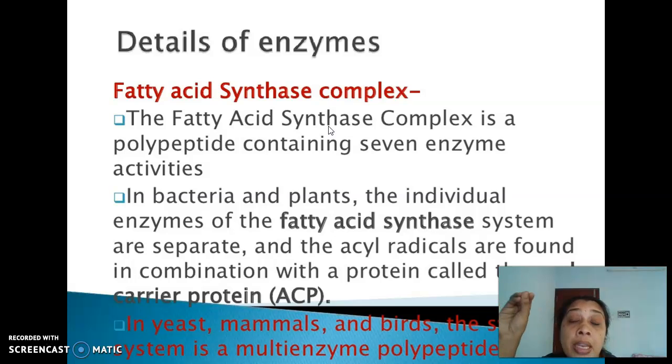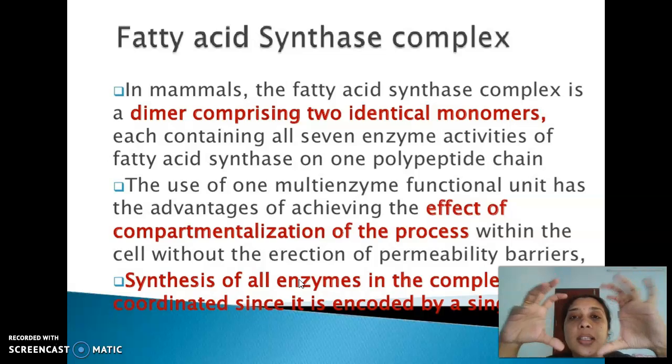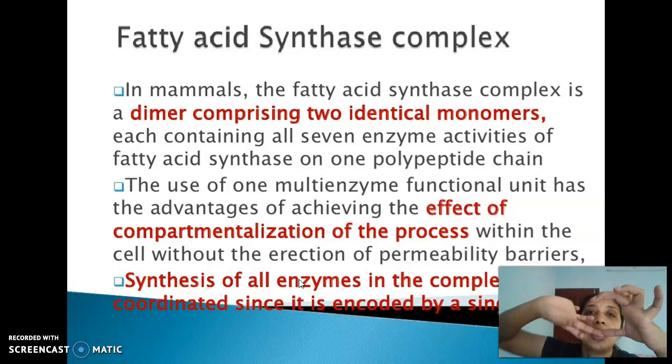7 autonomous enzyme activities, which can be named as E1 to E7, and it is present in yeast, mammals, lower organisms, and can carry out the fatty acid biosynthesis. And it's a dimeric molecule, that is two sets of E1 to E7 in there, and they are arranged in a head to tail fashion.